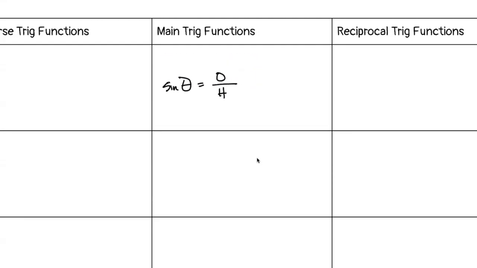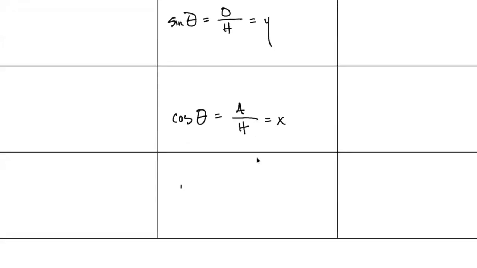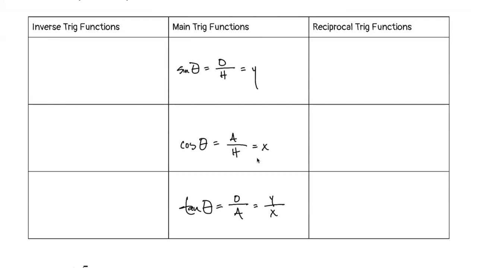And we've also learned today that sine of theta is the Y value on the unit circle, right? So all three of these are equivalent expressions. All right, if we write one for cosine, we would get cosine theta equals A over H, which equals X. And if we write tangent of theta equals O over A, we would write this as Y over X. All right, so that's just a summary of what we talked about earlier.